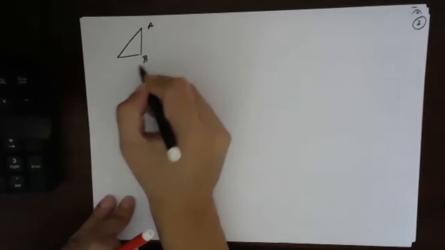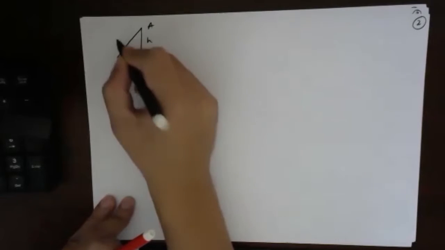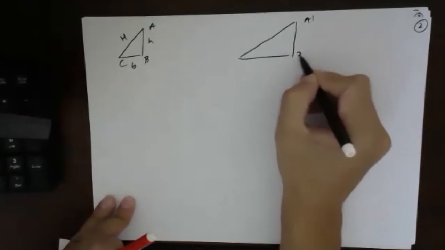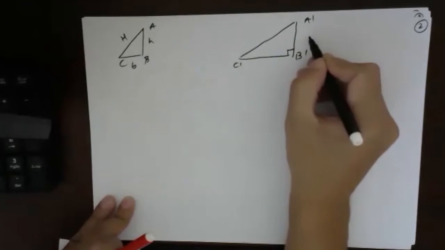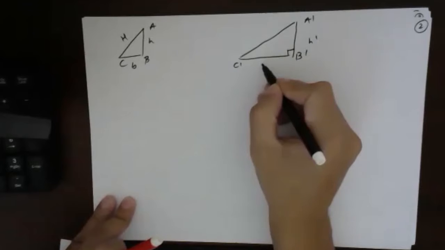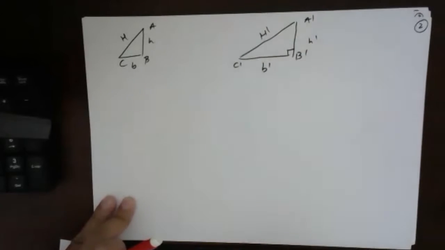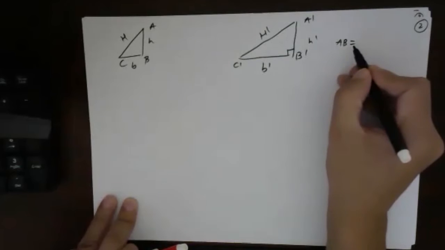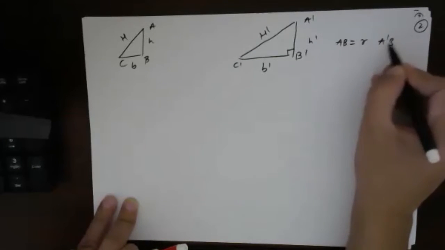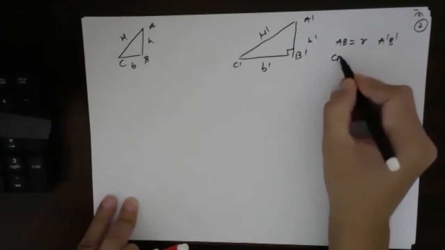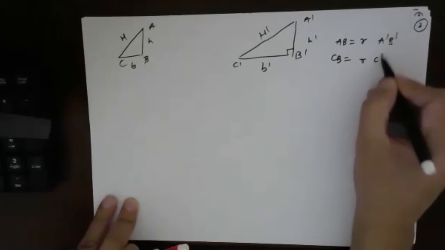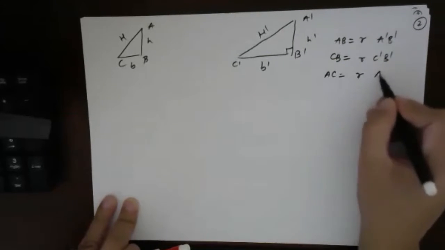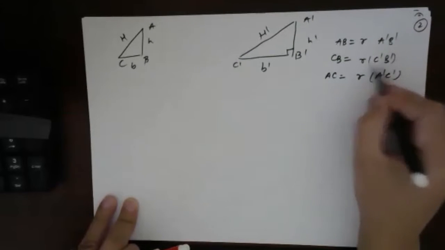This is A, B, C, this is h, this is base, this is capital H. Then we had A dash, B dash, C dash, with a 90 degree angle. This is h dash, this is b dash, this is capital H dash, right? And we had AB is equal to R into A dash B dash, CB is equal to R into C dash B dash, and AC is equal to R into A dash C dash, right?